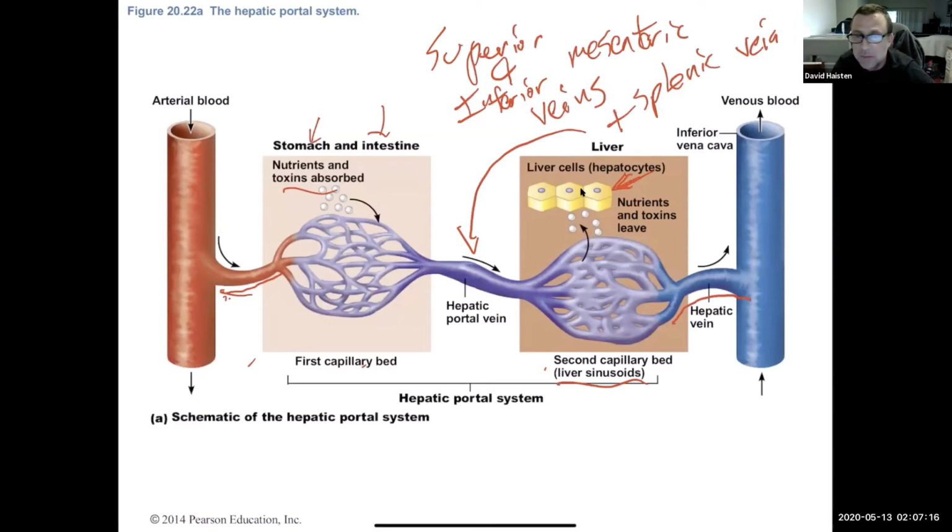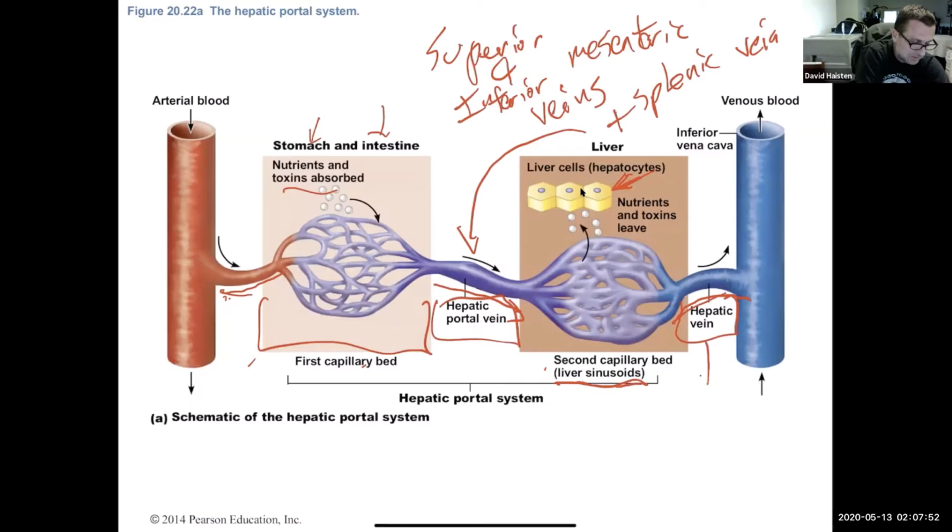So it's two capillary beds. The first one picked up all the junk. Everything was sent via the hepatic portal vein to your liver, for your hepatocytes to process things. So that's where the second capillary bed is, the liver sinusoids. And there's hepatic veins that dump into the inferior vena cava. Whatever you do, don't confuse hepatic veins, which drain the blood supply of the liver, with the hepatic portal vein. They are not the same.